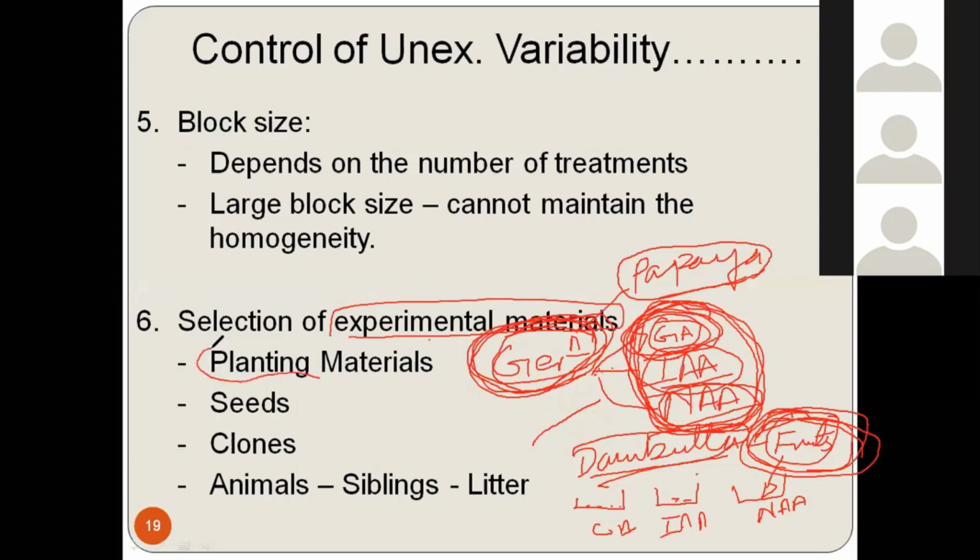So keep an eye on the experimental material, the planting material, for example seeds or clones. When you compare seeds and clones, which one has less variability? Clones have less variability. Why? Seeds can be cross-pollinated, so variability is very high. So you have to be careful about what sort of planting material or experimental material we obtain.